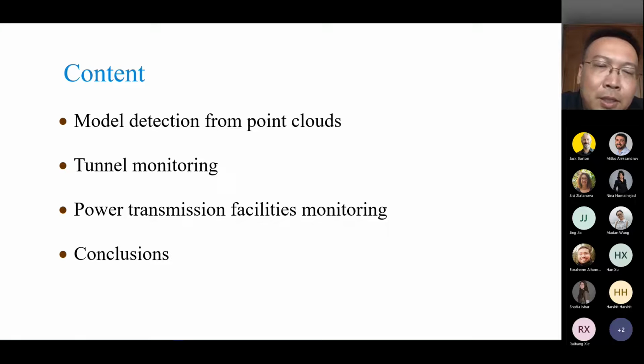So I would like to have the presentation on the 4 parts of the construction monitoring. At the first part, I would like to say something about the point cloud processing, because model detection from the point cloud is always important for the point cloud dataset processing. And the second part, I would like to say something about the tunnel monitoring and also the power transmission facility monitoring. And finally, have some conclusions.